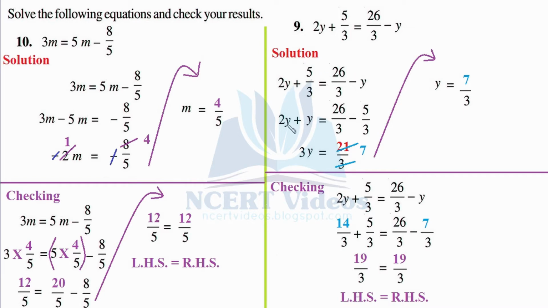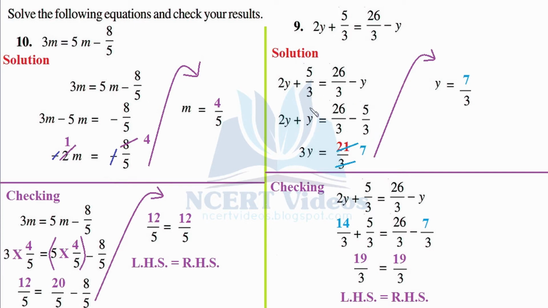So we wrote 2y as it is, and here we have negative of y on the right hand side. When we transpose it towards the left hand side, it will become plus. So we wrote plus y equal to 26/3 as it is. Here we have a constant on the left hand side. We will transpose it towards the right hand side. It will become minus because here it is positive. So we wrote minus 5/3.